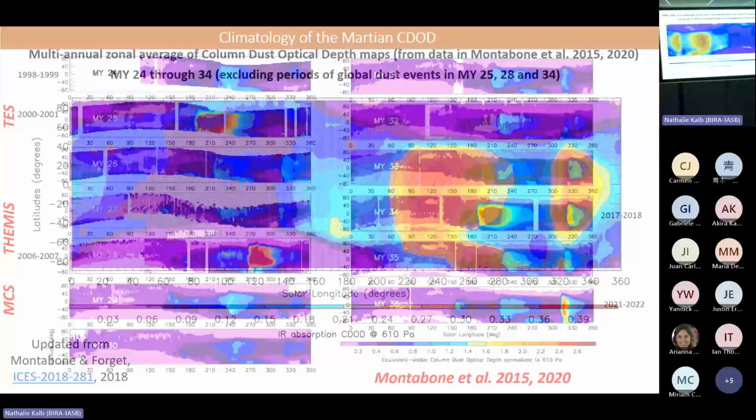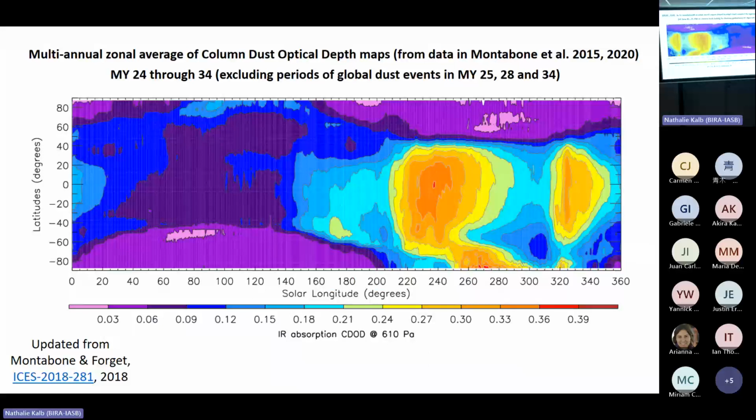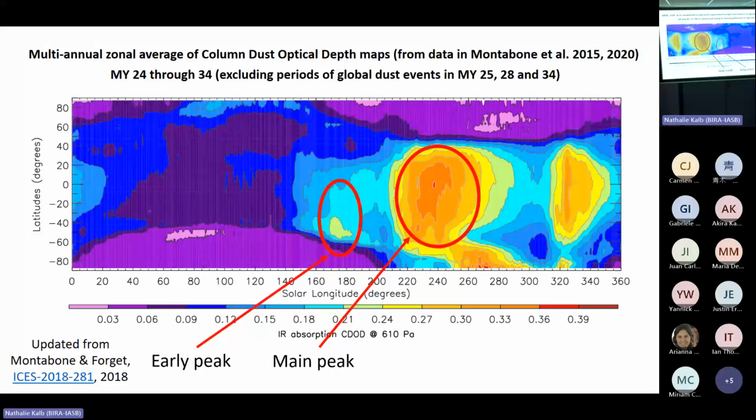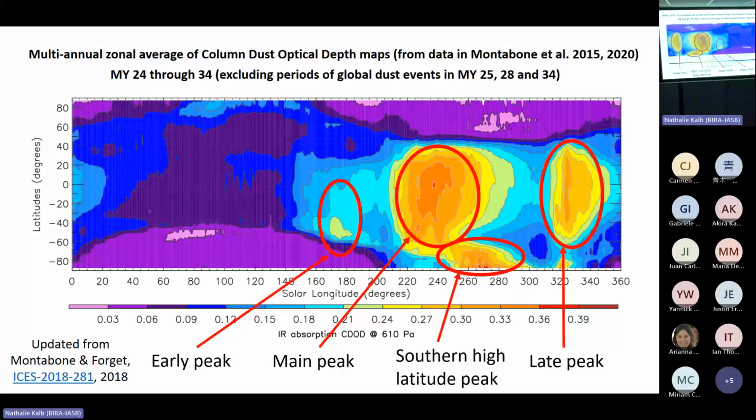Now, if you take the average of this long-term climatology, then you have one single plot, of course, which tells you more or less when and where you expect the opacity to increase in the Martian year. So you have a first early peak, which usually happens between solar longitude 140 and 180. Then we have a main peak, which is later, 220 to 240 Ls. You have a southern high latitude peak, which corresponds to the retreat of the southern polar cap, and finally a late peak around solar longitude 320 to 340, with a hiatus in the middle, a gap in the middle.